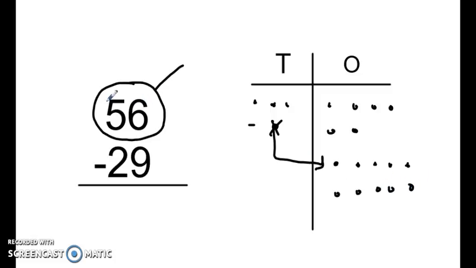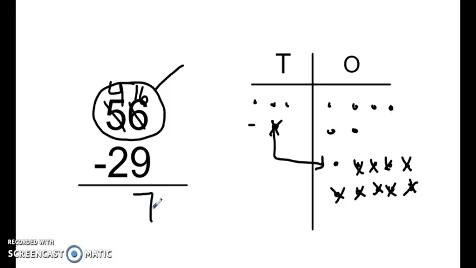Over here, I cross out the 5, because now I only have 4 tens, and I'm giving 10 ones to my 6 ones, so 10 plus 6 is 16 ones, and now I can do my subtraction. So I'm going to take 9 ones away, so it's 1, 2, 3, 4, 5, 6, 7, 8, 9, and I have 1, 2, 3, 4, 5, 6, 7 ones left. 16 minus 9 is 7.